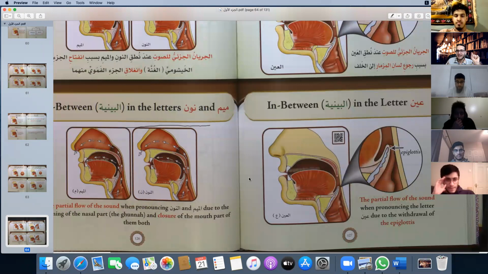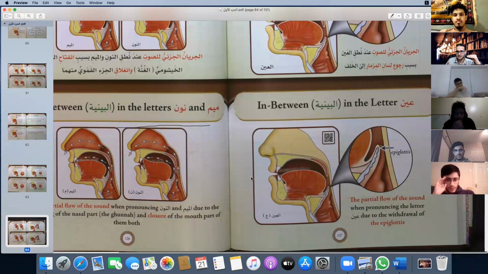Now with the ayn, it's slightly different, because where is the articulation point of the ayn? Who tells me? The epiglottis touches the back of the throat. It's the back of the throat. So the partial flow of the sound when pronouncing the letter ayn is due to withdrawal of the epiglottis.